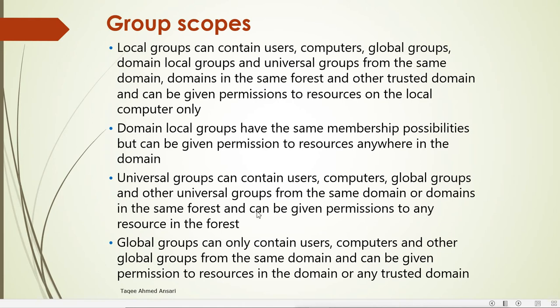Then universal groups can contain users, computers, global groups, and other universal groups from the same domain or domains in the same forest, and can be given permission to any resources in the forest, and that is why it is called a universal group. That means we can use this universal group to provide permission for users or groups anywhere in the forest. It can contain users, computers, global groups, and other universal groups as members. Now here you can see that a domain local group is not a member of this universal group.